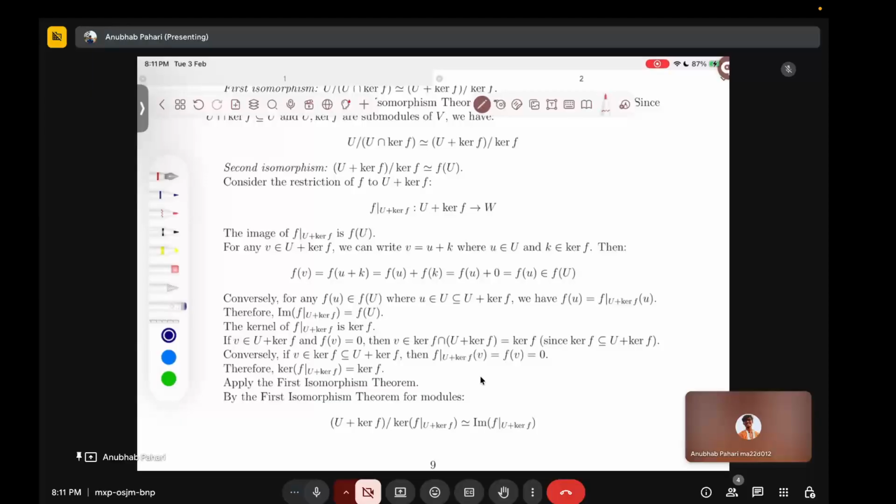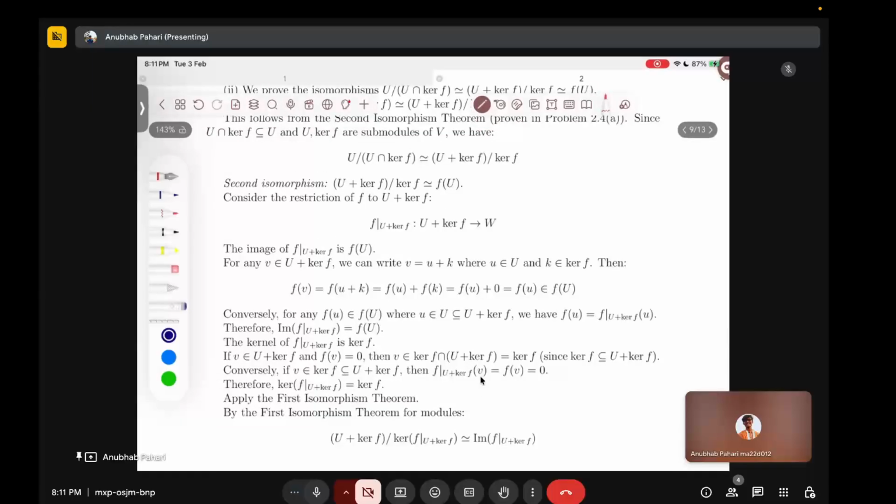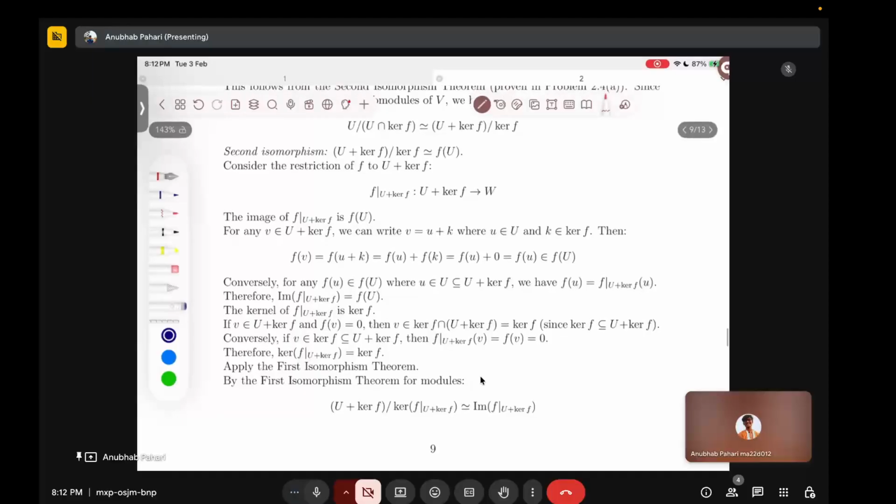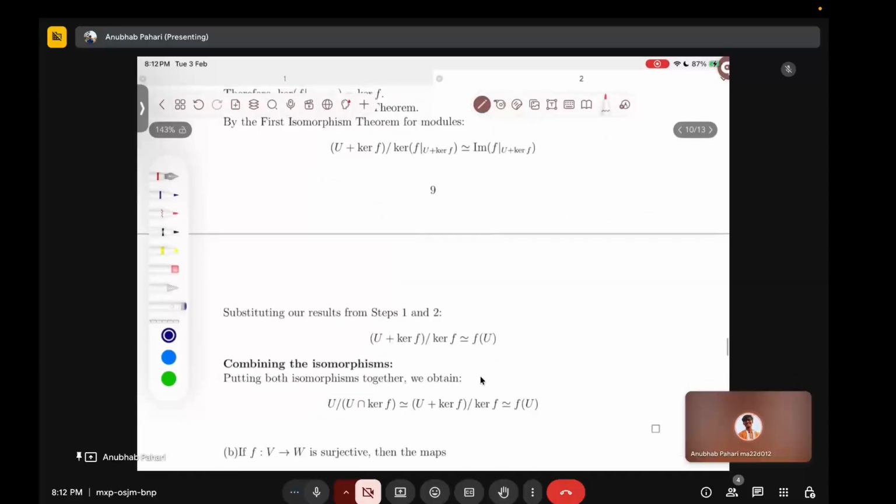Okay, so in this question, did we first identify the image and then the kernel and then put it into the first isomorphism theorem again, right? Yeah. Okay, I understand this now. So we just draw a map to W and then we take the image. Just that.